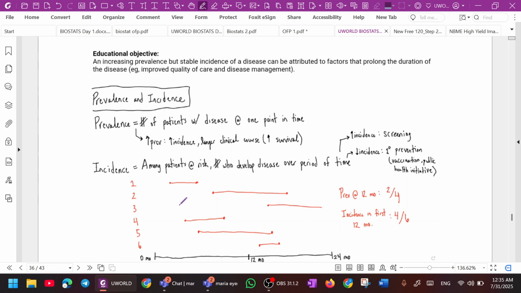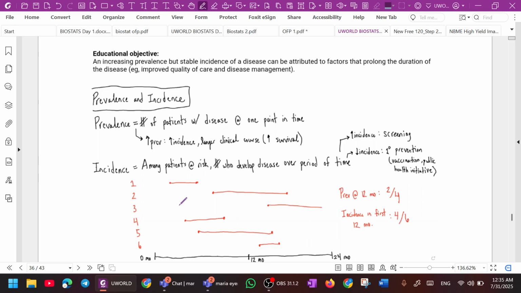Okay. So then he asked you to find the incidence in the first 12 months. So from here to here. Remember, incidence is over a period of time. Prevalence is one point in time. So incidence again, he said it was from the patients at risk, so people that don't have the disease yet. Which ones developed the disease over that period of time?